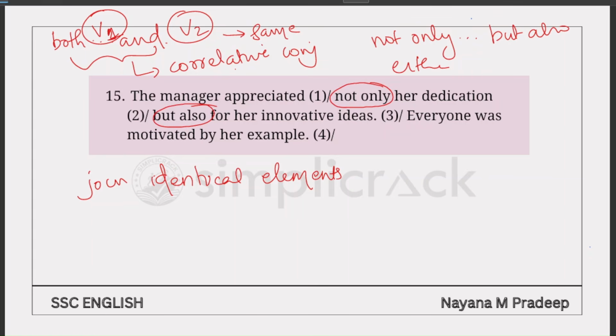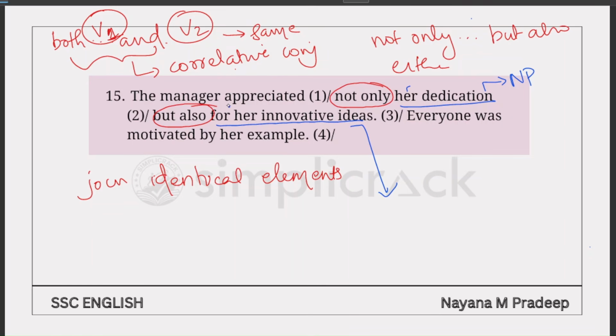Not only but also. Now you look at the structures that are placed along with these words. After not only, you have her dedication, which is a noun phrase. Here you have her, which is a distributive adjective, and dedication, which is a noun. So together it constitutes a noun phrase. Similarly, after but also, you should have a noun phrase.